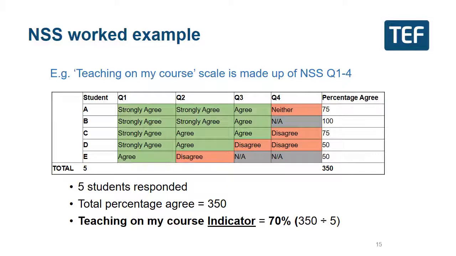So we repeat that for every student and then we take an average. So the total percentage agree is 350. There were 5 students. That gives a teaching on my course indicator of 70%. We repeat this for each of the NSS scales and each of the splits to come up with the NSS metric indicators.